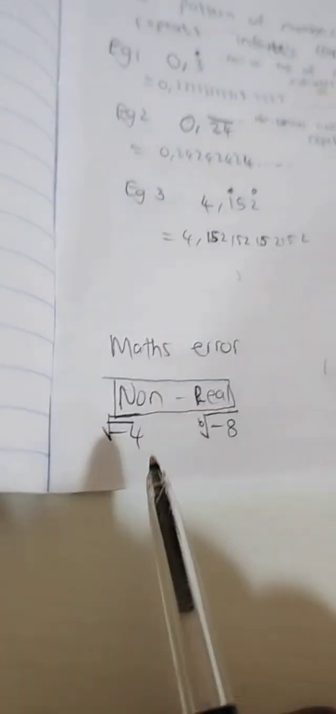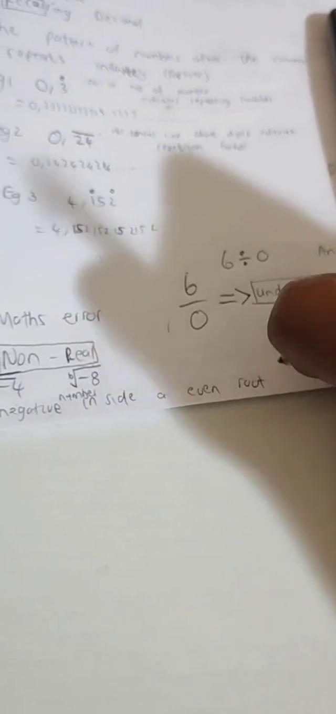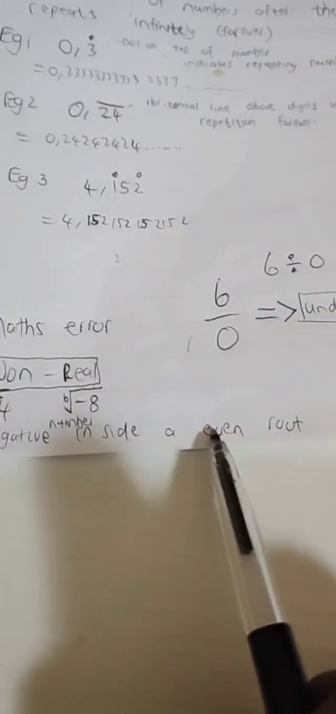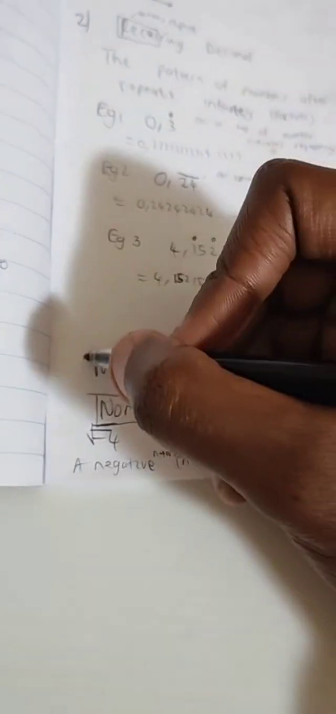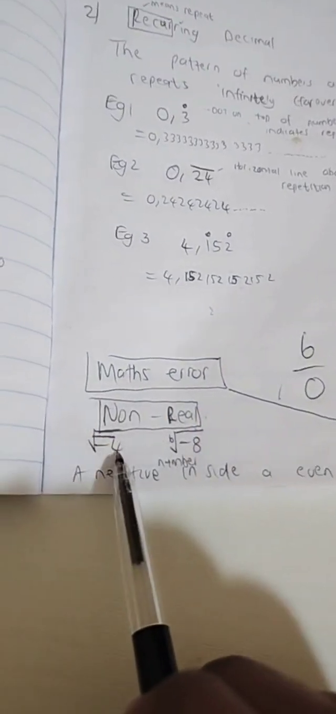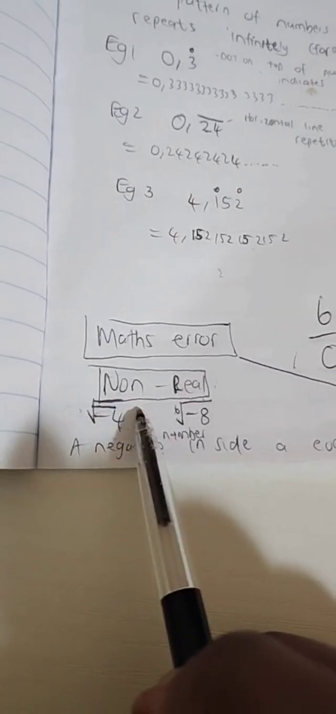Maths error, guys, means different things under different situations. So when you have a negative number inside an even root, it is non-real. I repeat, a negative number inside an even root is non-real. So the maths error here does not mean undefined, it means non-real. This is the situation where you have a negative number inside an even root.